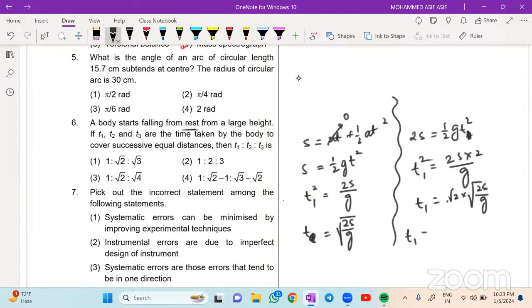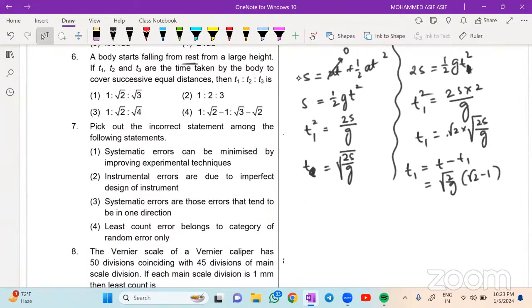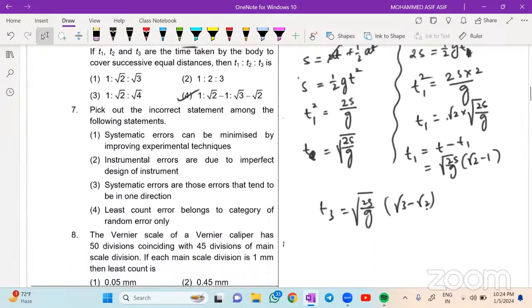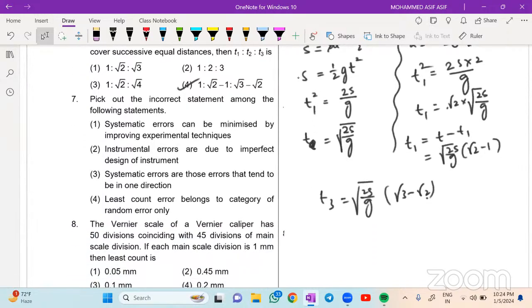That means the T2 value will be equal to T minus T1. So that value will be equal to under root of 2S by g into (root 2 minus 1). Done? Similarly, T3 is equal to under root of 2S divided by g into (root 3 minus root 2), and so on. So it will be the ratio of 1 is to root 2 minus 1 is to root 3 minus root 2, and go on like that. Done?